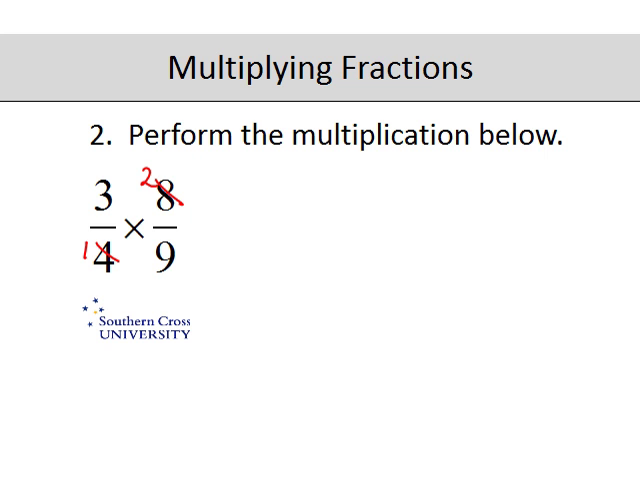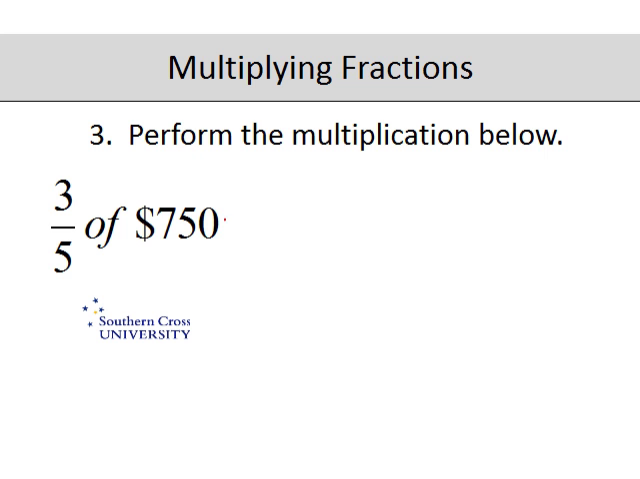If we look carefully, we can see we've got the same scenario with our 3 and 9. So we can go 3 goes into 9 3 times and 3 goes into 3 once. Now this should be really simplified down and should be really easy to multiply. So 1 times 2 is 2, over 1 times 3 is 3. Quick check, no way that will simplify anymore.